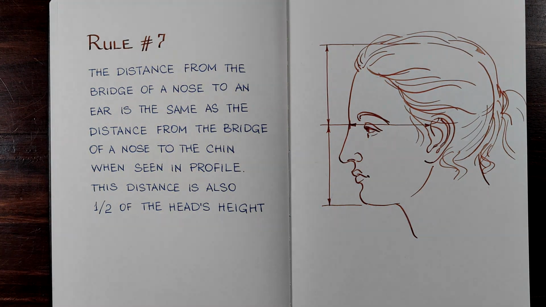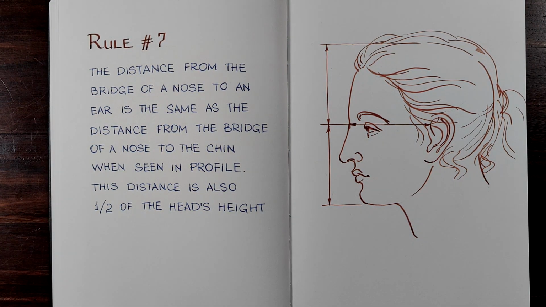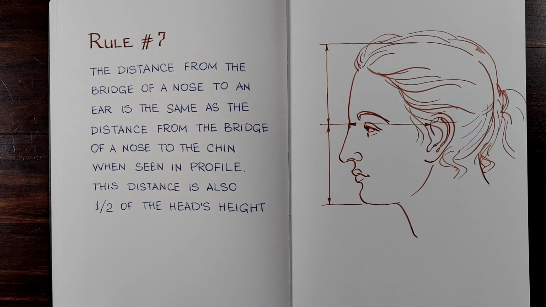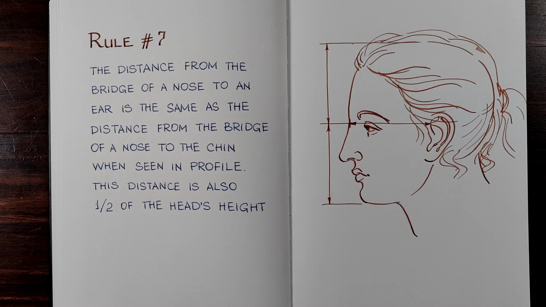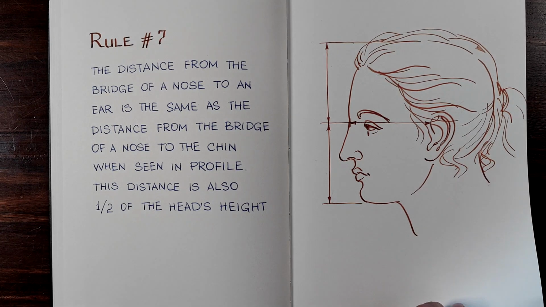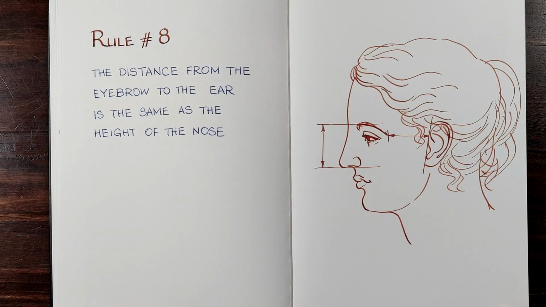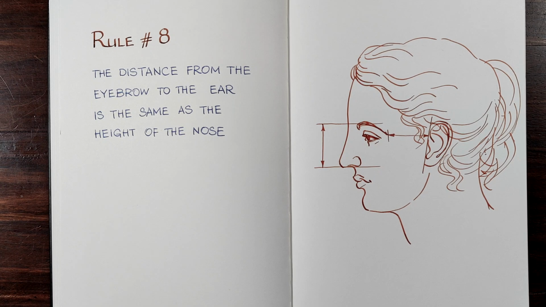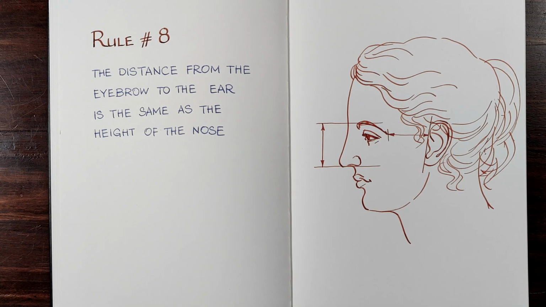Rule number 7. The distance from the bridge of a nose to an ear is the same as the distance from the bridge of a nose to the chin when seen in profile. This distance is also 1/2 of the head's height. Rule number 8. The distance from the eyebrow to the ear is the same as the height of the nose.